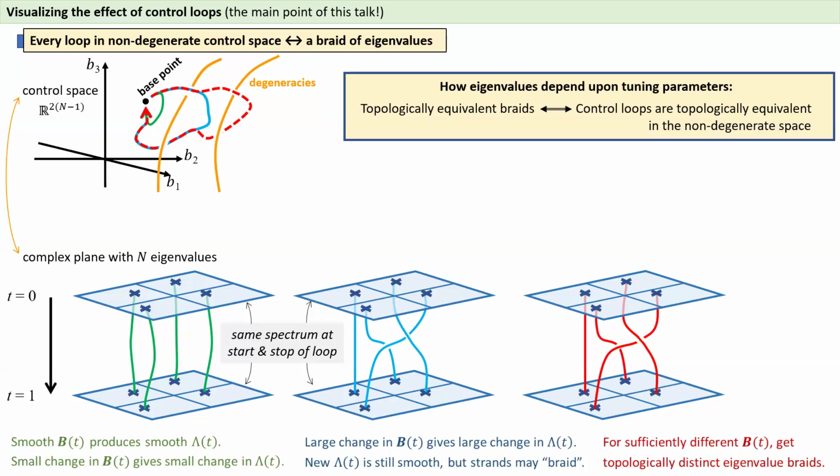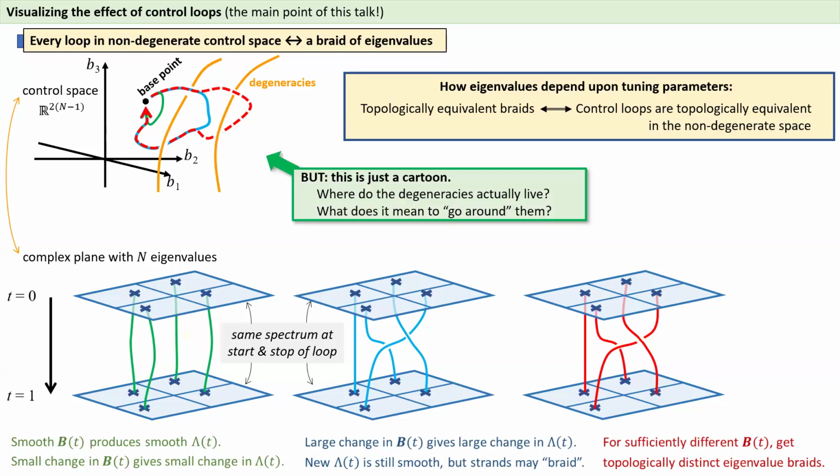So more precisely, we can say that every loop that doesn't actually bump into these degeneracies corresponds to a specific topology of braid. That's the correspondence. So if you have 2 loops that are topologically equivalent in how they avoid these degeneracies, they will give you 2 braids that are topologically equivalent.